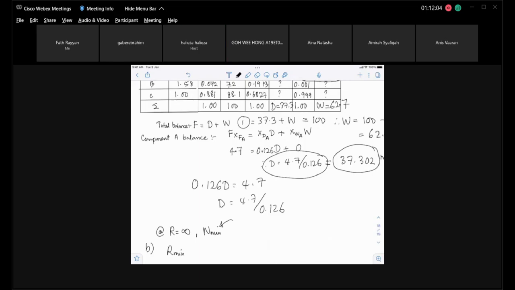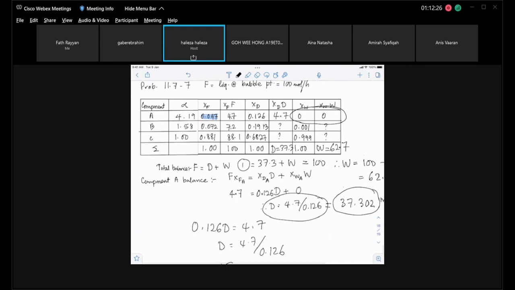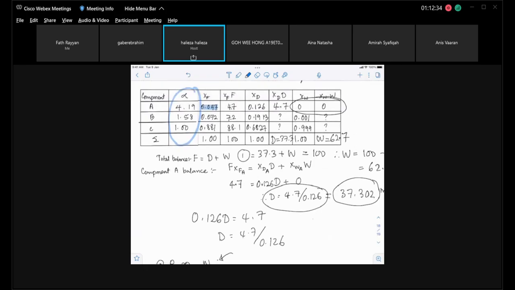Now for part B, the continuation of that problem, calculate what is R min and the number of stages when R is equal to 1.25 R min. Just like we discussed just now on how to calculate R min, you need to get theta first, which is between the relative volatility of the light key and the relative volatility of the heavy key. You already have these values here. This is your light key, this is your heavy key.